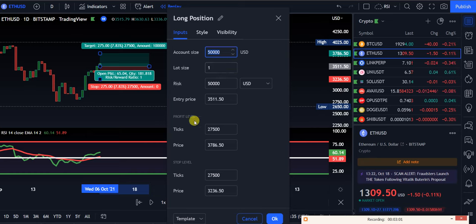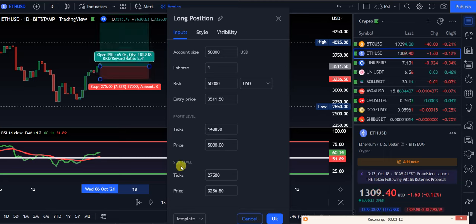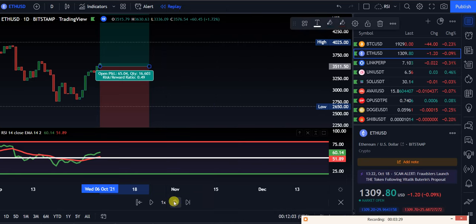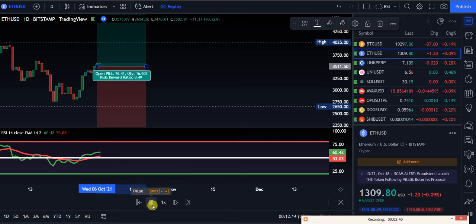Entry price, okay, and in order for this not to have any issues, I'm just changing take profit. I'm putting price 5,000 because I know Ethereum hasn't reached there, and the stop level I put at like 500. It doesn't matter, it just takes us to the exact trade and won't have any issues. And I'm risking 50,000. I'm just showing you how to take a trade. Click OK, and once it's done, I'm also gonna click play and actually take the trade right here. Let's go, and it's gonna show us the trade.